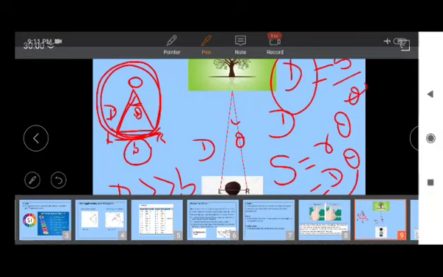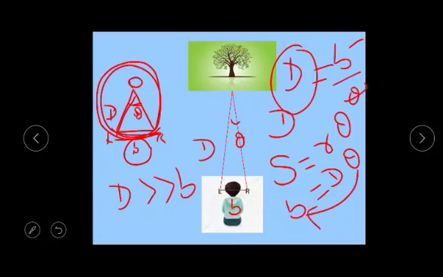So to estimate the distance of a tree which is very far from that boy, he can take the help of this parallax method. I hope this is clear to you now. What is parallax and what is basis? How is this parallax method employed? Okay, let us continue. Thank you.